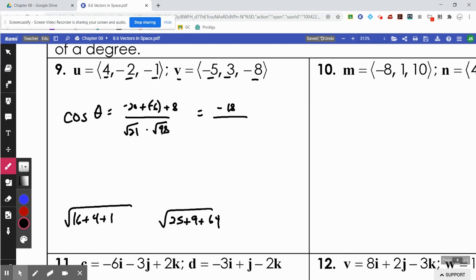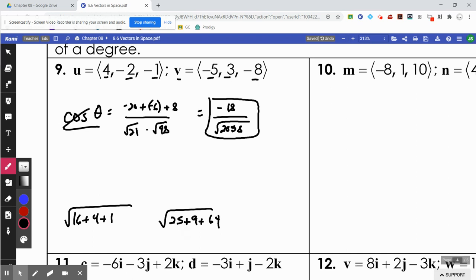And you can multiply those two together if you would like to. You don't have to. But on bottom, if you were to multiply those together, you would get square root of 2058. And then it's just calculator work. Type this into your calculator. The cosine of theta is equal to that.